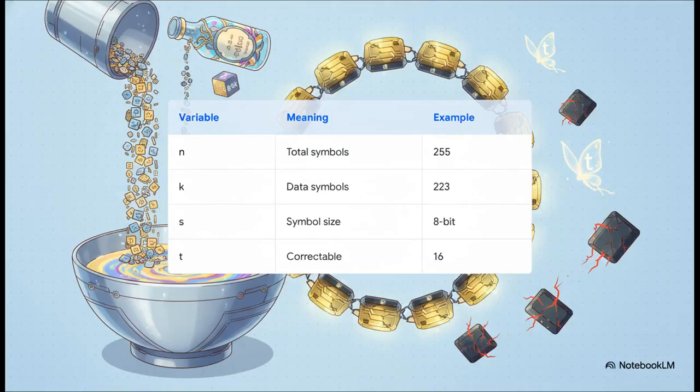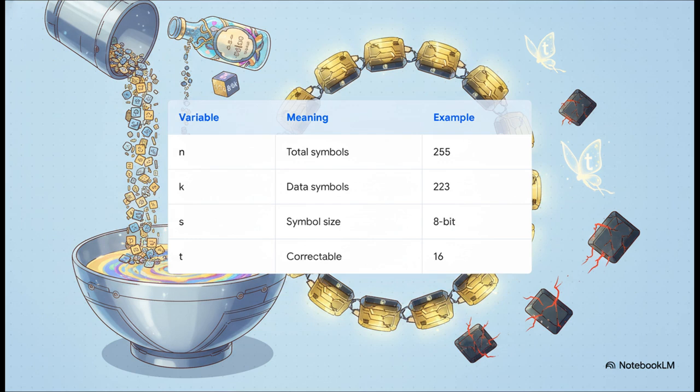The real magic is in the recipe here. N is our total length, 255. K is the data, 223. S is the symbol size, which is 8 bits or 1 standard byte in this case. But check out T at the bottom. T represents the number of correctable symbol errors. Since we have 32 bytes of parity armor, which the math defines as 2T, the decoder can automatically fix errors in up to T symbols, meaning the system can magically reconstruct up to 16 completely corrupted bytes, no matter where they happen to be in that 255-byte block.